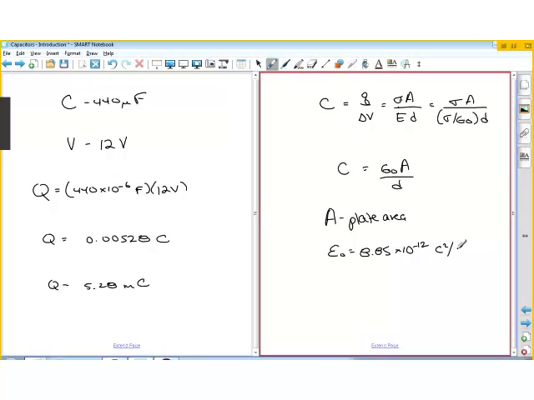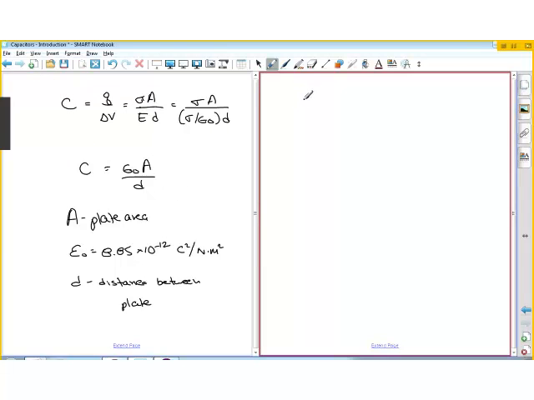The units are coulomb squared per Newton meter squared. I'm looking at the back leaf of the book. And then D is the distance between the plates. What you want is typically a large capacitance if you're trying to store energy. So to make capacitance large, you have to make the area large, or you have to make the distance small. Epsilon 0 is a constant, so those are the only things.